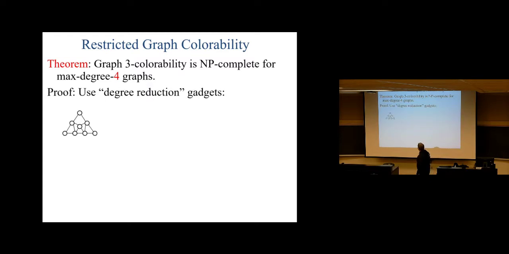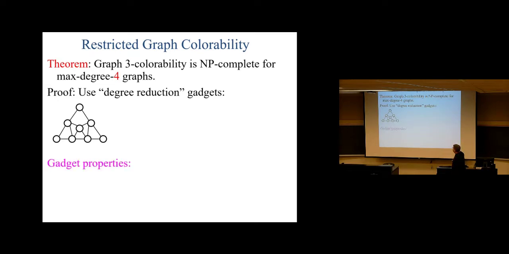Okay, so we're about to prove that for max degree four graphs, it's NP-complete to determine whether there's even a three-coloring. Here's the proof. We're going to use a gadget that looks like this. This gadget has several properties that are important to us here.